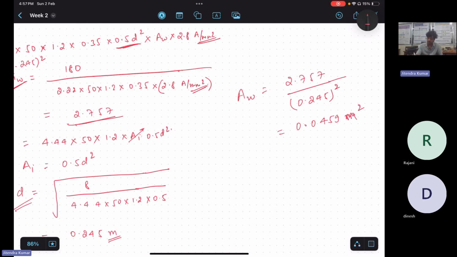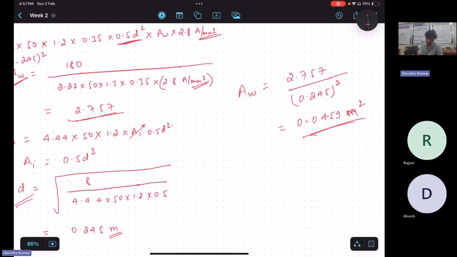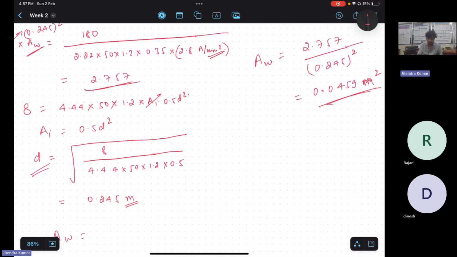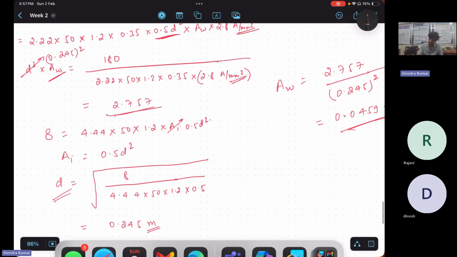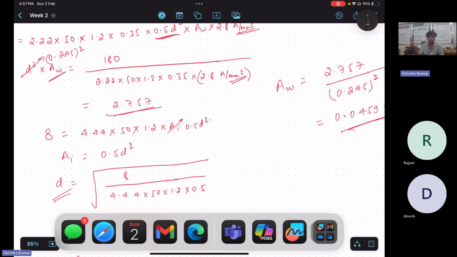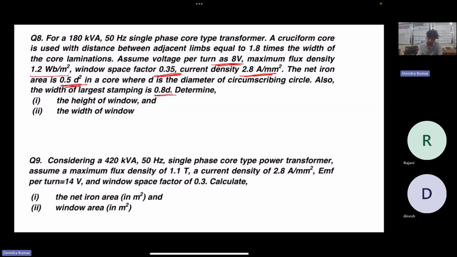Okay, you calculated correctly, there is no doubt about that. But please take care of units while solving, because you will get deduction in your marks. So this is your window area. Now we have calculated the window area and the diameter of the circumscribing circle. Another relation is mentioned in the problem, that the width of the largest stamping is x times the diameter. It is mentioned here that the width of the largest stamping is 0.8 d. It is directly mentioned.